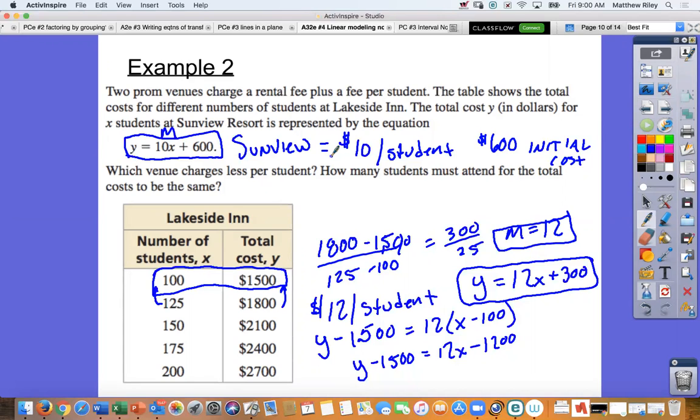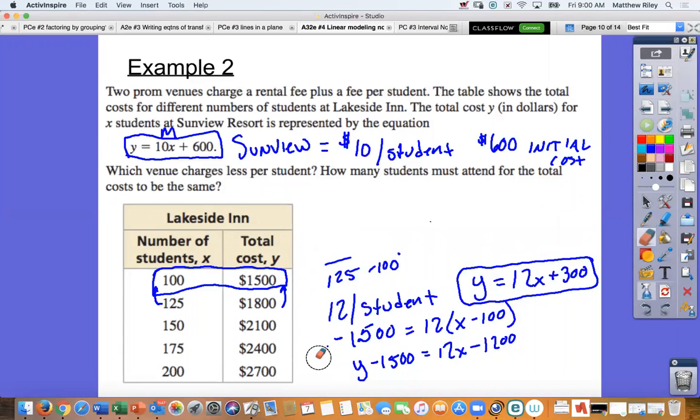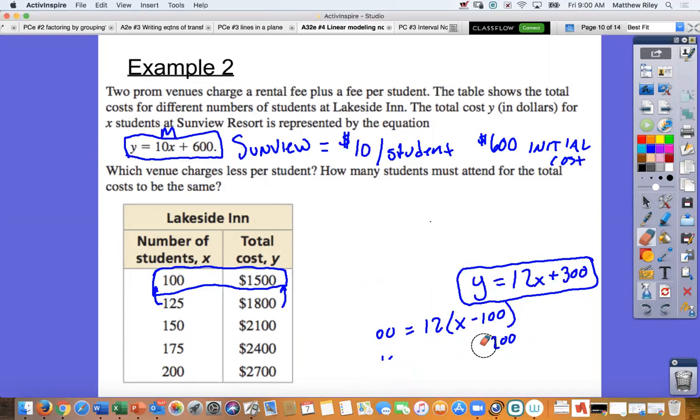Now here's the question. Next week, we're going to get into systems of equations. And this is the start of that. So I've got my two equations now. So the question is this: how many students must attend for the cost to be the same? I want the cost of this to equal the cost of this. So how can I do that?